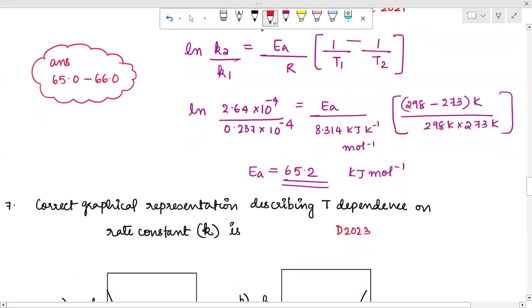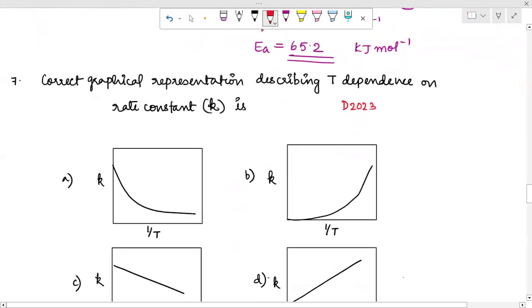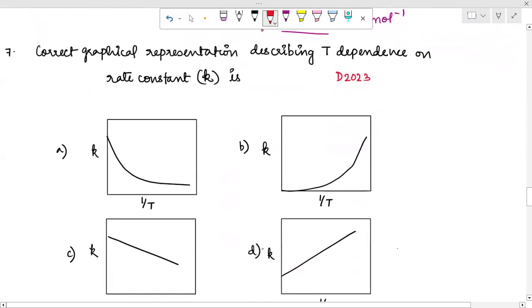Next question. Question number 7. The correct graphical representation describing the temperature dependence of the rate constant is. By now you might have understood how important this topic of the Arrhenius equation and the graphical questions is. We have already done many of them. So the question is asking K versus 1 by T.